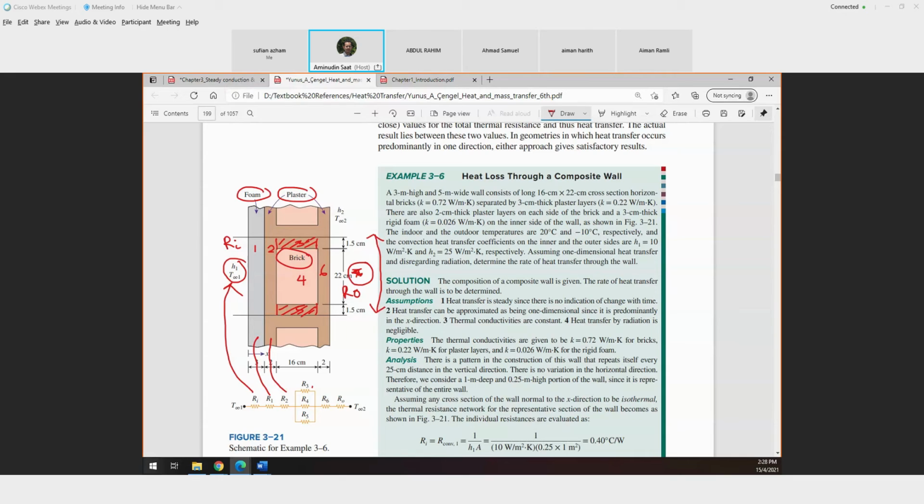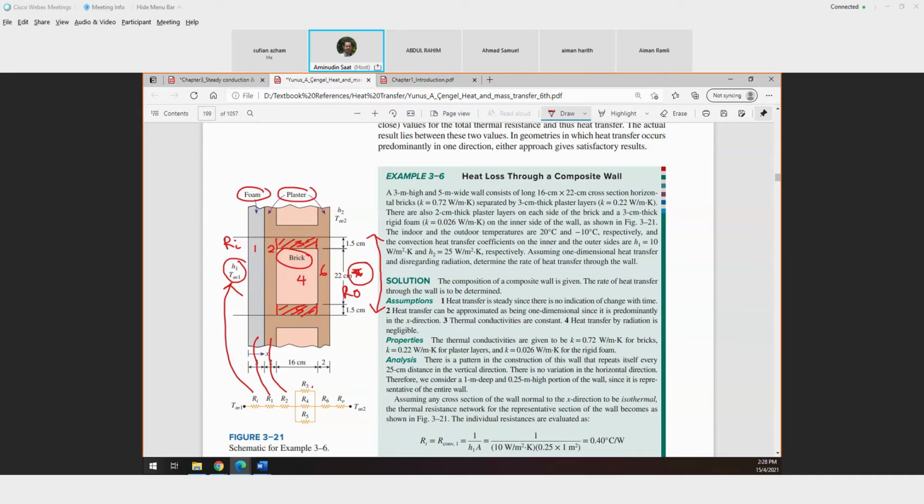So they only focus on this one, and then they multiply by how many of this section will be found if you have a certain height of the wall. They don't study the whole wall, because this is another way to do that. This section will be repeated as the wall is increased.